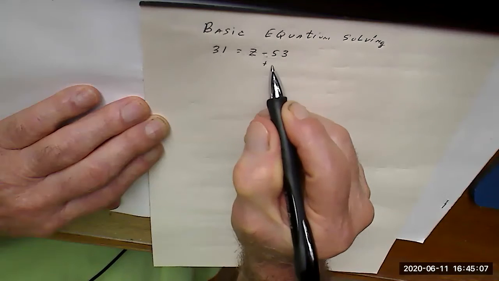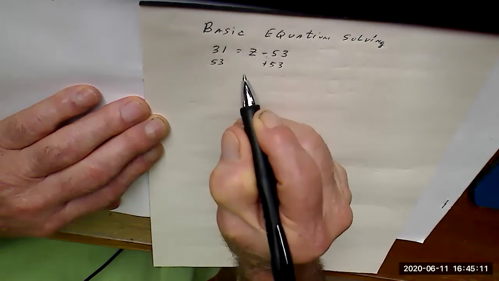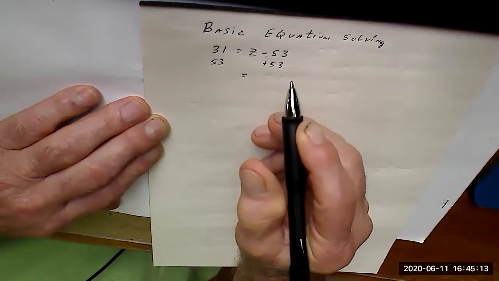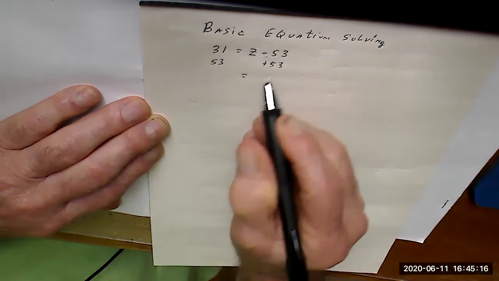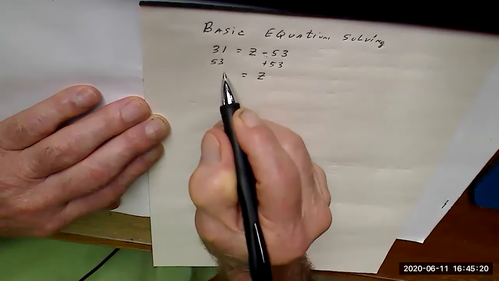Technically, we add 53 to both sides. And so therefore, when we add 53 to both sides, the right-hand side gives me just z, and the left-hand side is 84.